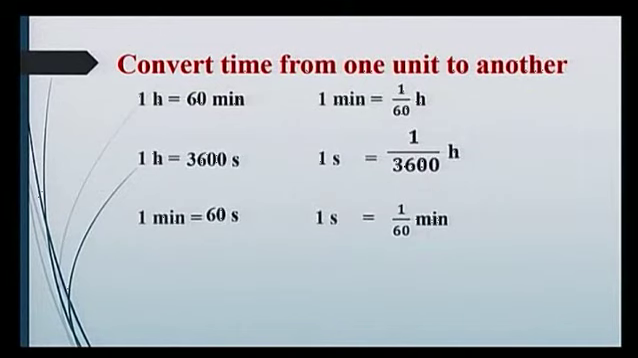Now, we're going to learn how to convert time from one unit to another. So I'm sure you must recall from your grade 6 that 1 hour is equal to 60 minutes. Similarly, 1 minute will be 1/60 hours. We then have 1 hour equal to 3,600 seconds, or 1 second equal to 1/3,600 hours. We can also have 1 minute equal to 60 seconds, or 1 second equal to 1/60 minutes.